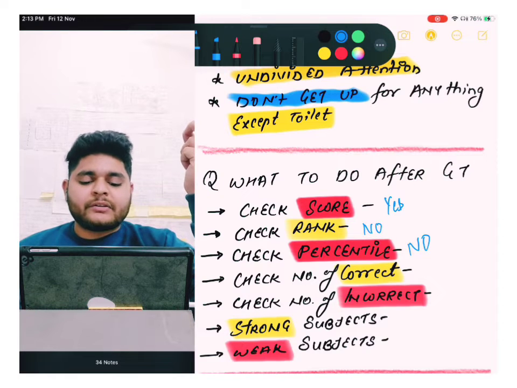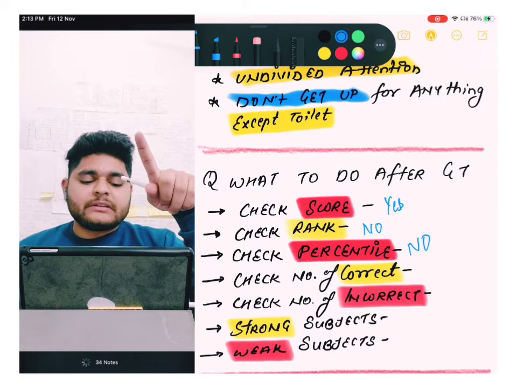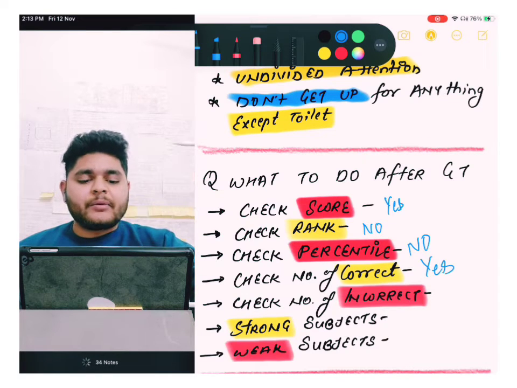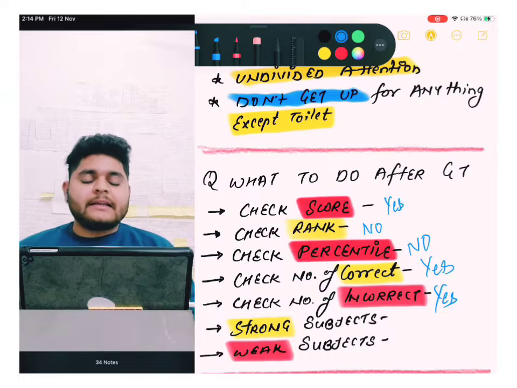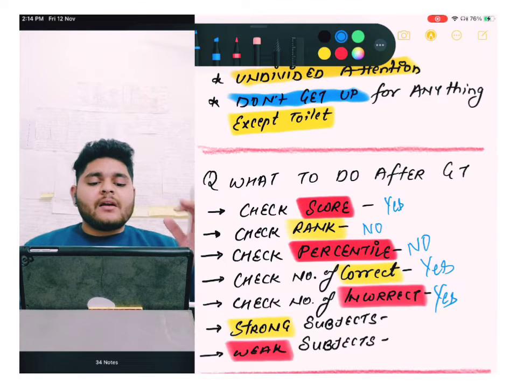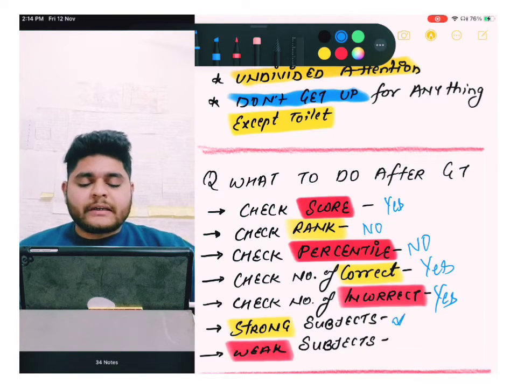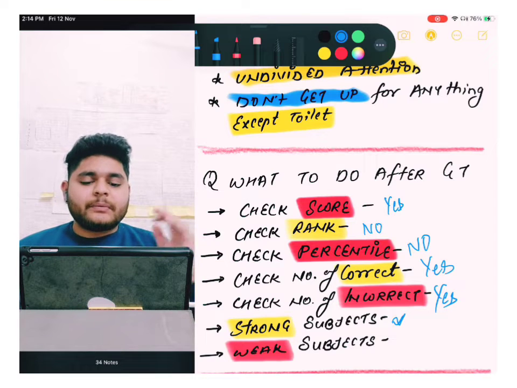That will not predict your rank. And percentile doesn't help there. So the best thing is to see the score. And the very important thing you should know is how many questions are correct, and even more important than that is how many questions are incorrect. Your score, your correct questions, and your incorrect questions should be known to you.